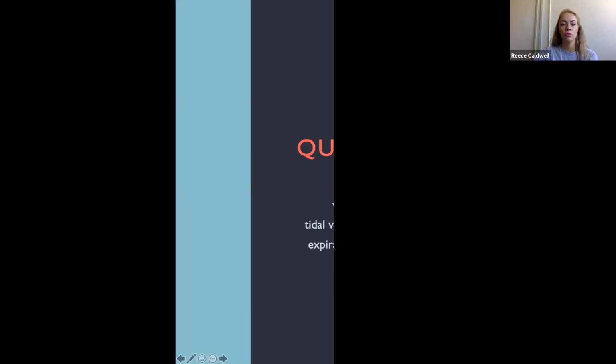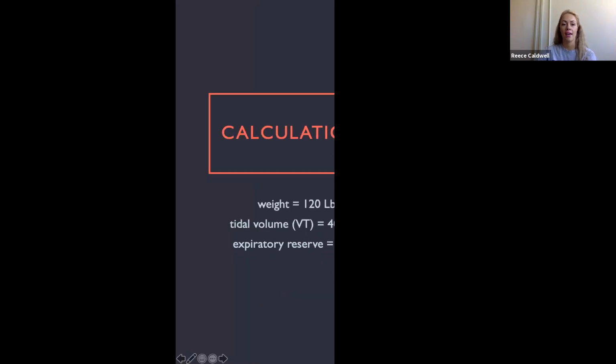So question 2, we're going to use all of that knowledge that we've learned so far and apply it to some calculations and estimations. So let's hop into part A. We're looking at an individual who is 120 pounds with a tidal volume of 400 milliliters and an expiratory reserve of 0.8 liters. So when we are looking at a normal breath in, the volume that is being inhaled is going to be 400 milliliters.